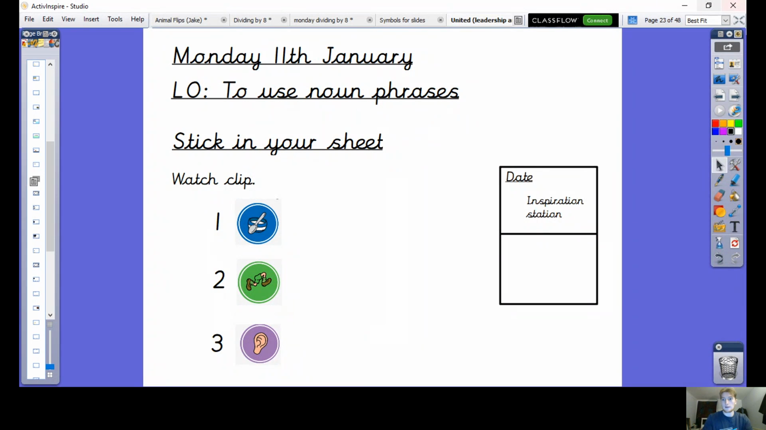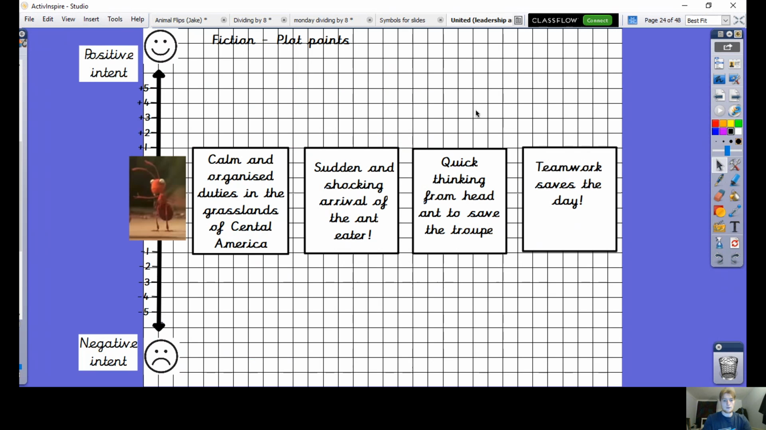Cool, let's move on to the next slide. Great, so we're looking at this second plot point today. I know that you've done your first plot point with Miss Kitching, where you were describing the grasslands of America and the scenery, and also the organisation of the ants. Today, we're going to be talking about how the ants were marching, the food that they were carrying.